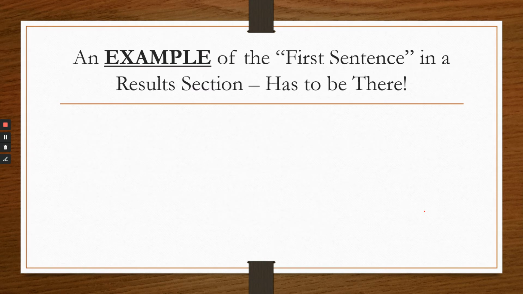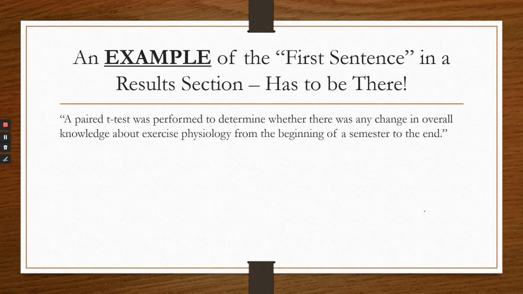So here's an example of what the first sentence in a results section has to be. And remember, we talked about this scenario where she's looking at exercise physiology knowledge, pre-test, post-test. So here's an example: A paired t-test was performed to determine whether there was any change in overall knowledge about exercise physiology from the beginning of the semester to the end. This is an example using a paired t-test.